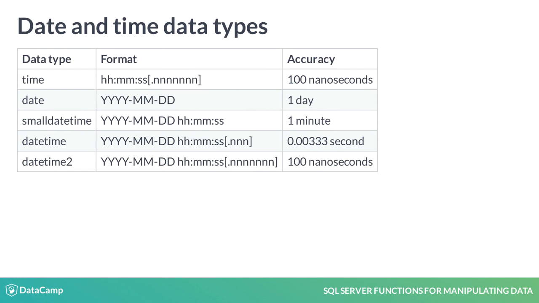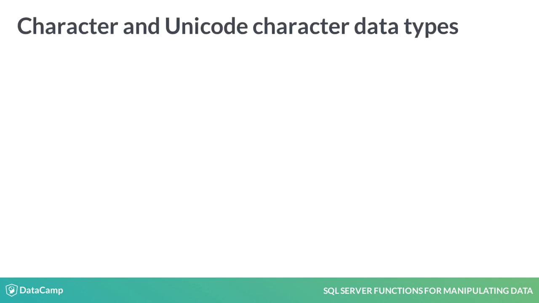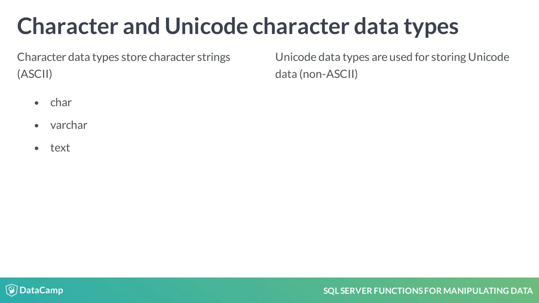For storing date and time information, you can use several types. The difference between them is in regards to the range of possible values and accuracy. Date has the smallest accuracy, while datetime2 is the most exact. Character types store strings. They vary in length and storage characteristics and are split in ASCII and Unicode types. The ASCII types are char, varchar, text. The Unicode ones are nchar, nvarchar, and ntext.